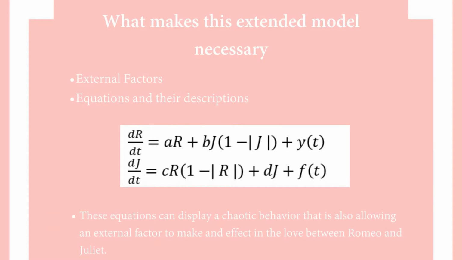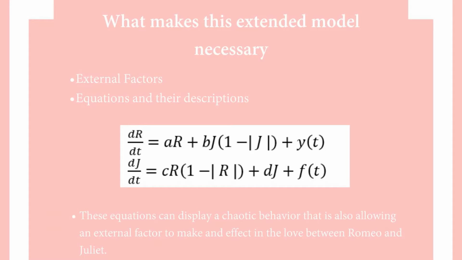Now that we see where the extended model comes from, what makes this extended model necessary? The reason an extended model is necessary is because we're able to add external factors that can play a role in Romeo and Juliet's love. Romeo and Juliet in this case can be any two people in love, whether a boyfriend and a girlfriend or a man and a wife.